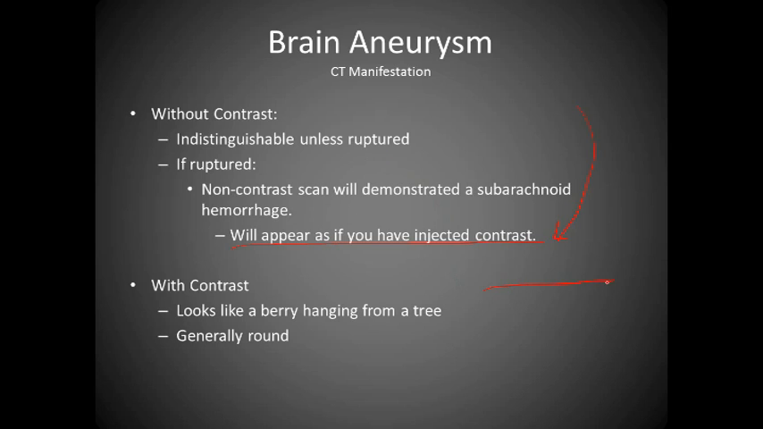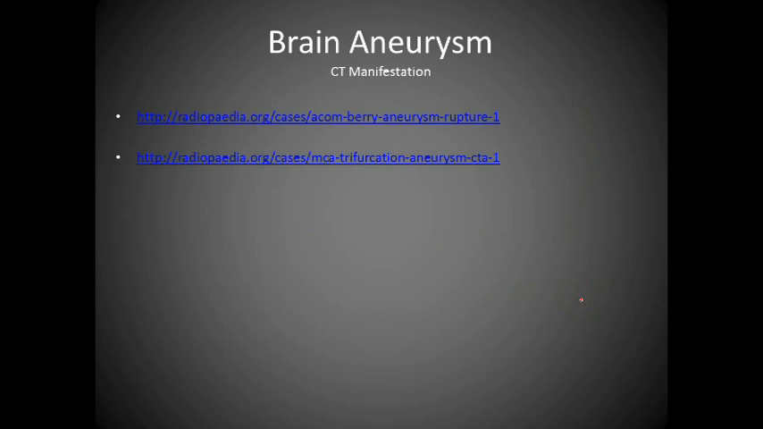Or with contrast, it can look like a berry hanging from a tree. And so it looks something like this, with just a kind of a ballooning out effect here. Generally, they're round in nature, and we'll see that as well. That's why they look like a berry. So let's look at brain aneurysms.